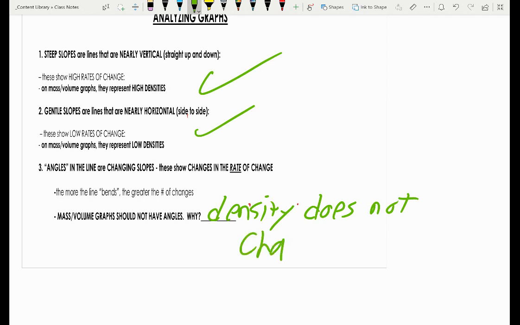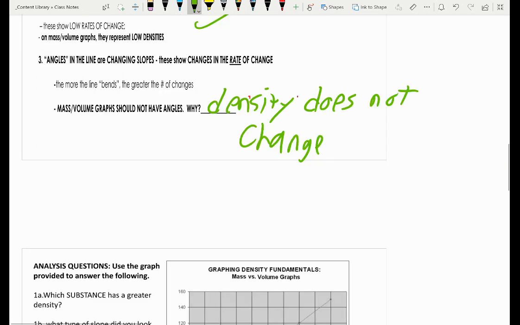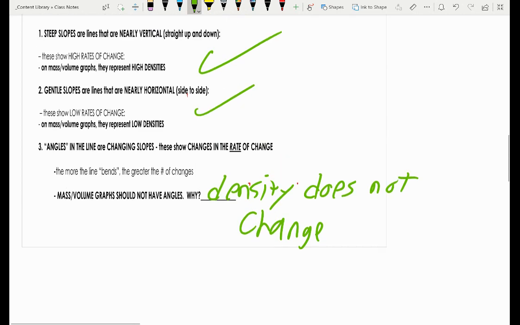The only time that density is going to change for a specific substance is if you change its temperature. Right? Getting something warmer, getting something cooler is going to make it more or less dense. Higher temperatures will make it less dense. Lower temperatures will make it more dense. But assuming the temperature stays roughly the same, a piece of a substance, no matter how big, will have the same density. All right? And that's why the lines are straight. Questions?